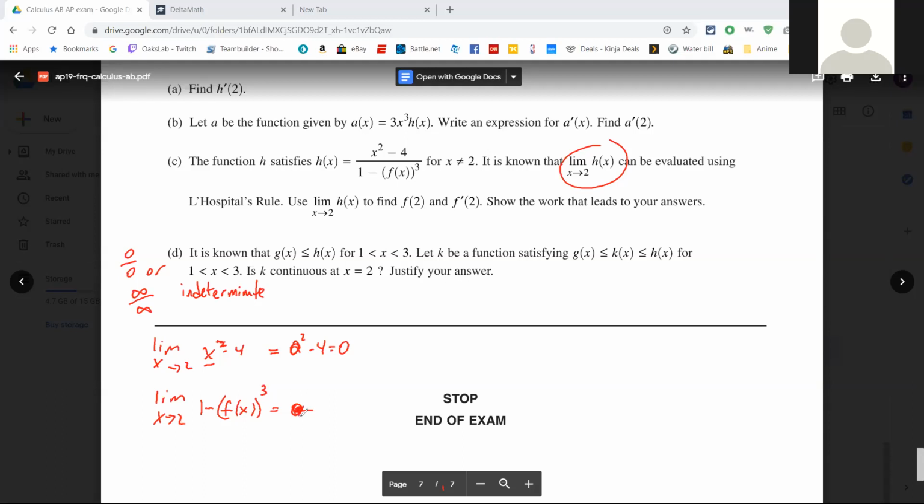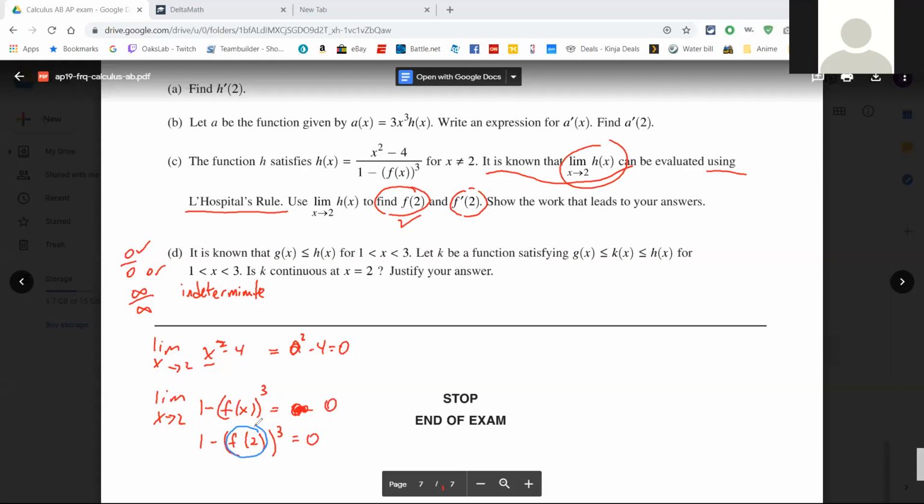Well, they say L'Hopital's rule applies. It says it is known that if you do this, you can use L'Hopital's rule. If we know the top part came out to 0, that means the bottom part has to equal 0 as well. That's a necessity in order to use L'Hopital's rule. So if I plug in 2 now, I know that should equal 0 at the end because of L'Hopital's rule. Now your goal is to find out what f(2) is and what f prime of 2 is. Right now we can find f(2) because that is right here. We can solve for it.